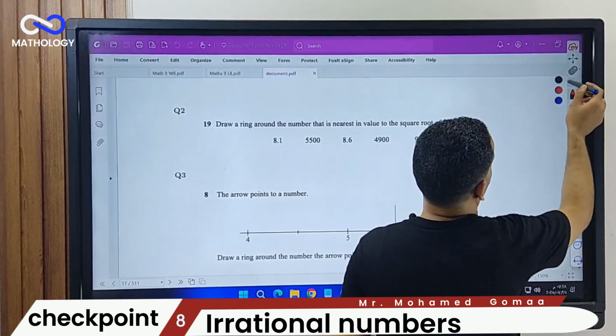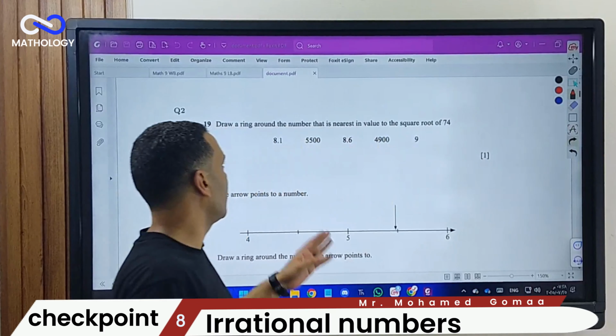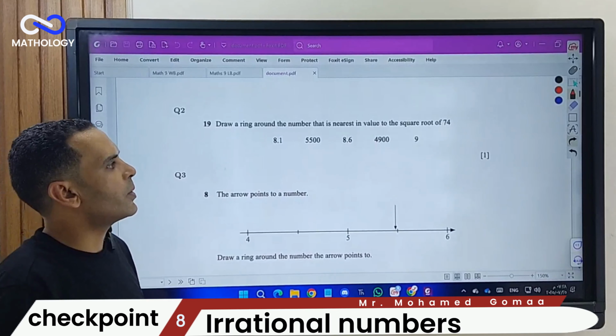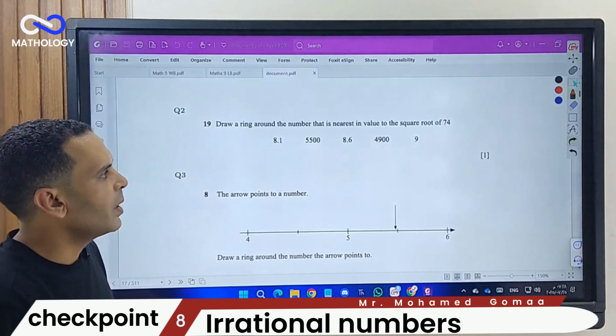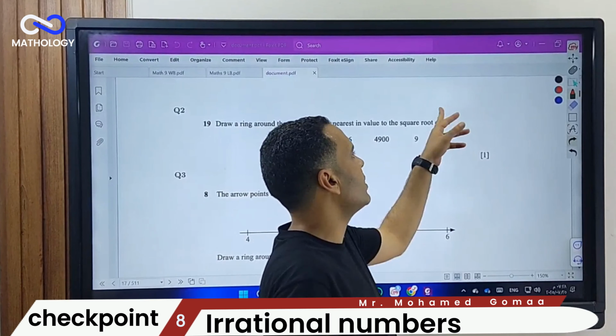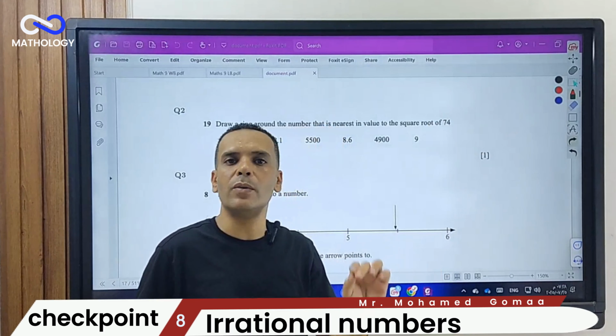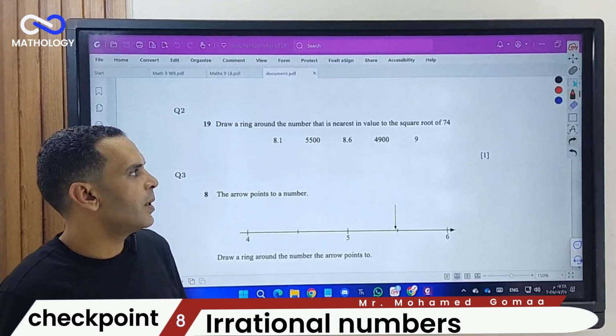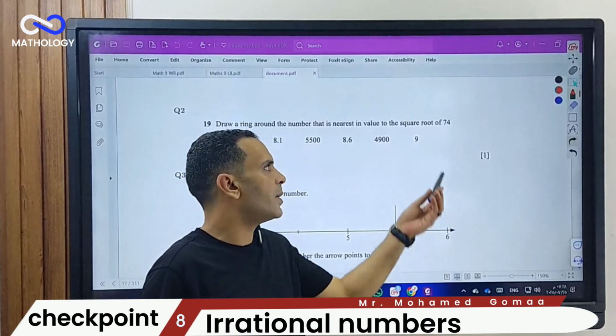The same idea. Draw a ring around the number that's nearest in value to the square root of 74. What is the nearest square number to 74? Think about the square number nearest to 74.